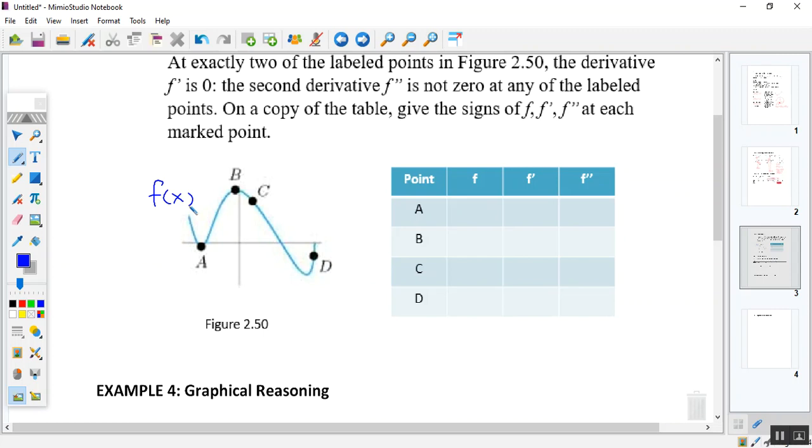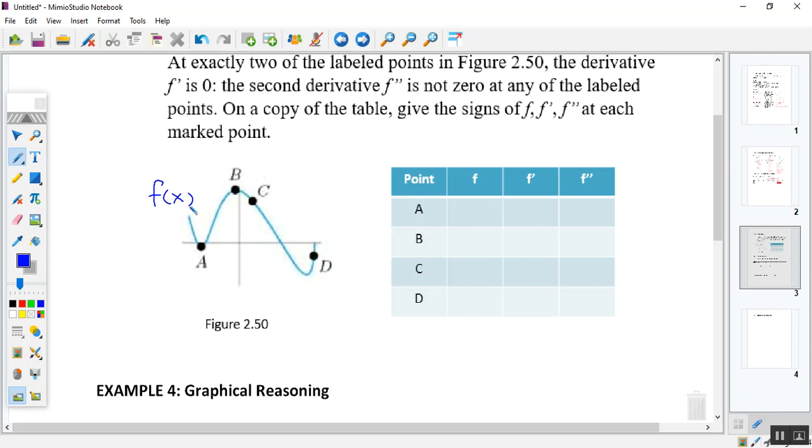The first column says identify f right here. What would you say about point A? What is f? Looks like it's in a valley. Negative. Why negative, Kylie? Because the point is below that. Below the x-axis, absolutely.